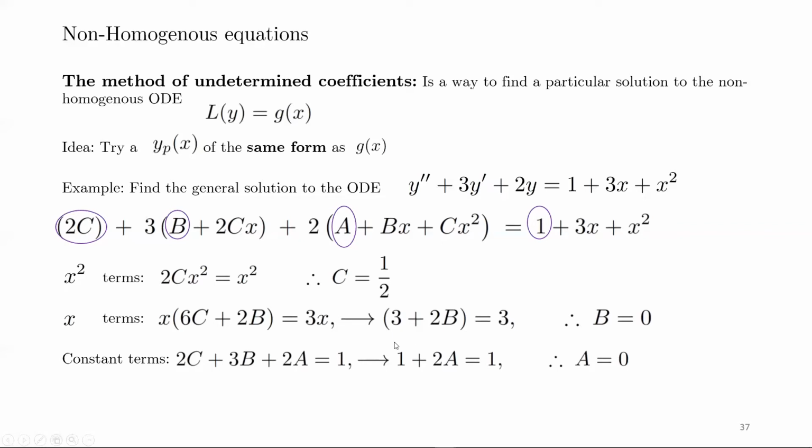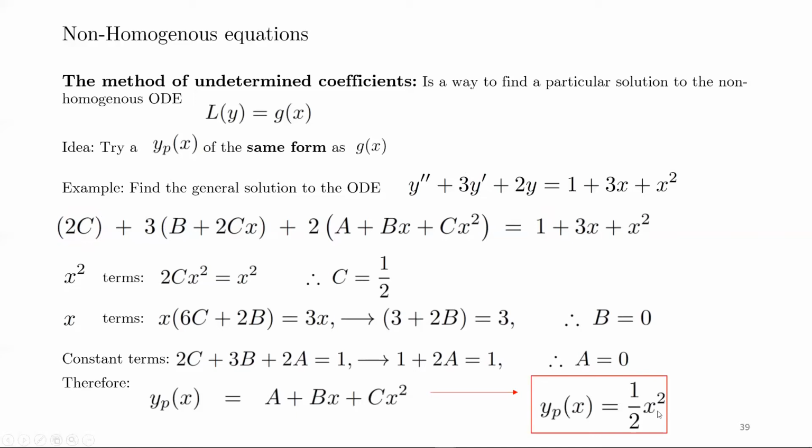So therefore the particular solution that satisfies the original non-homogeneous ODE is quite simply c times x squared, or 1/2 x squared. Okay, so now I originally found the complementary solution, and now I've found the particular solution.